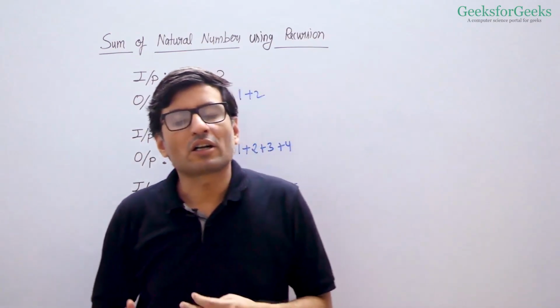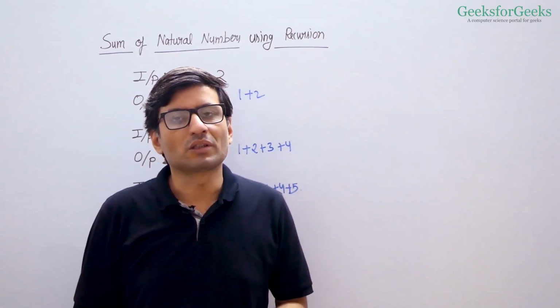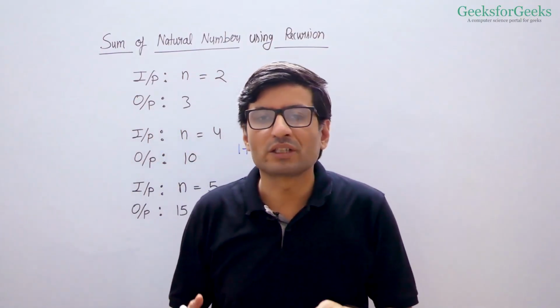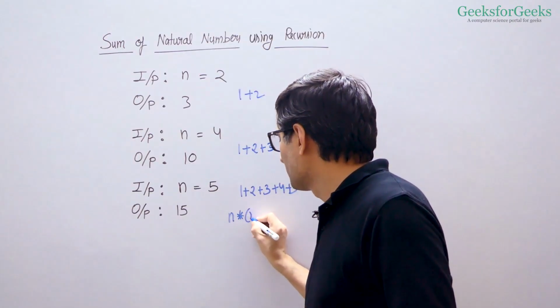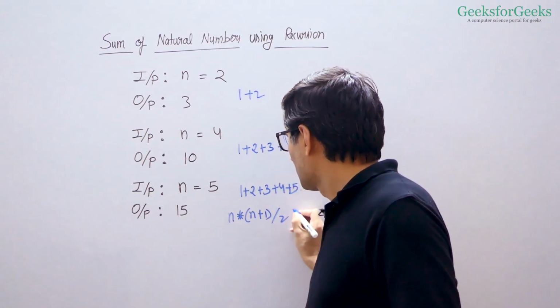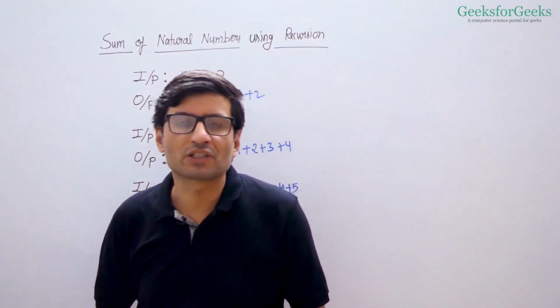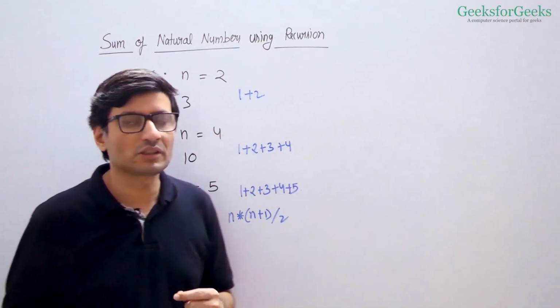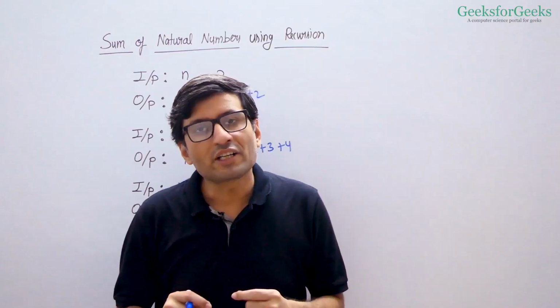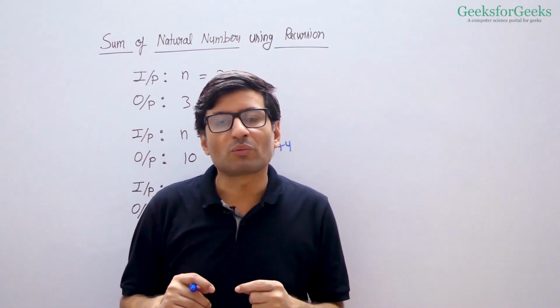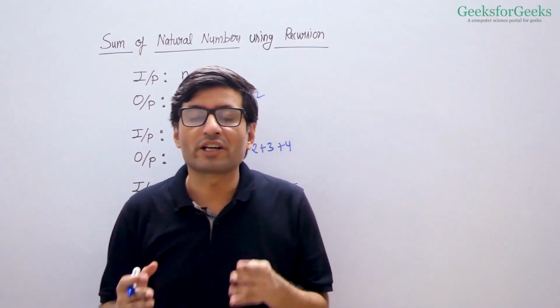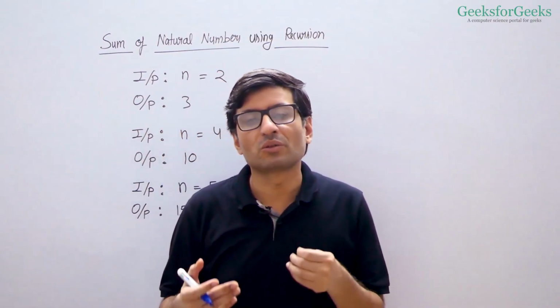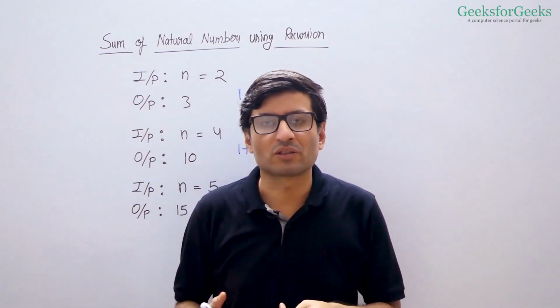There exists a direct formula to solve this problem. If you are given a number n, you can simply write a function that returns n into n plus 1 by 2. You can simply write a one-line function to get the sum of first n natural numbers. The idea here is to solve this problem as an exercise for recursion. So please try writing a recursive code to return sum of first n natural numbers.